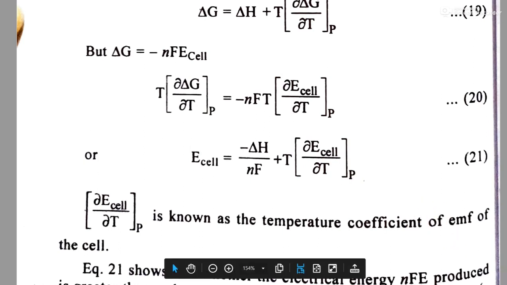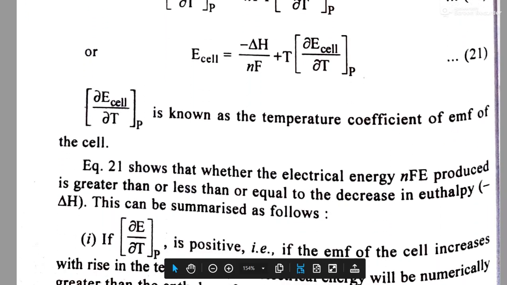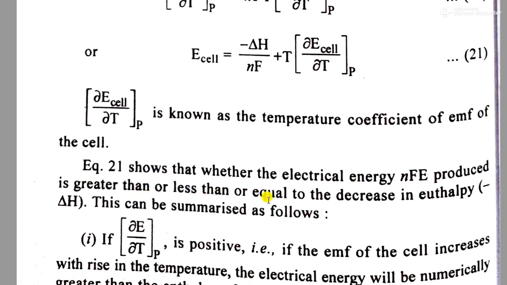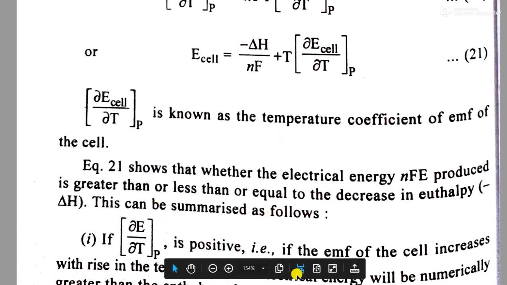So this equation 21 shows whether the electrical energy NFE produced is greater than, less than, or equal to the decrease in enthalpy, that is minus delta H. So here, if this temperature coefficient term is greater than minus delta H, or less than delta H, or equal to delta H, three conditions can be understood here. So this is summarized in the following section.